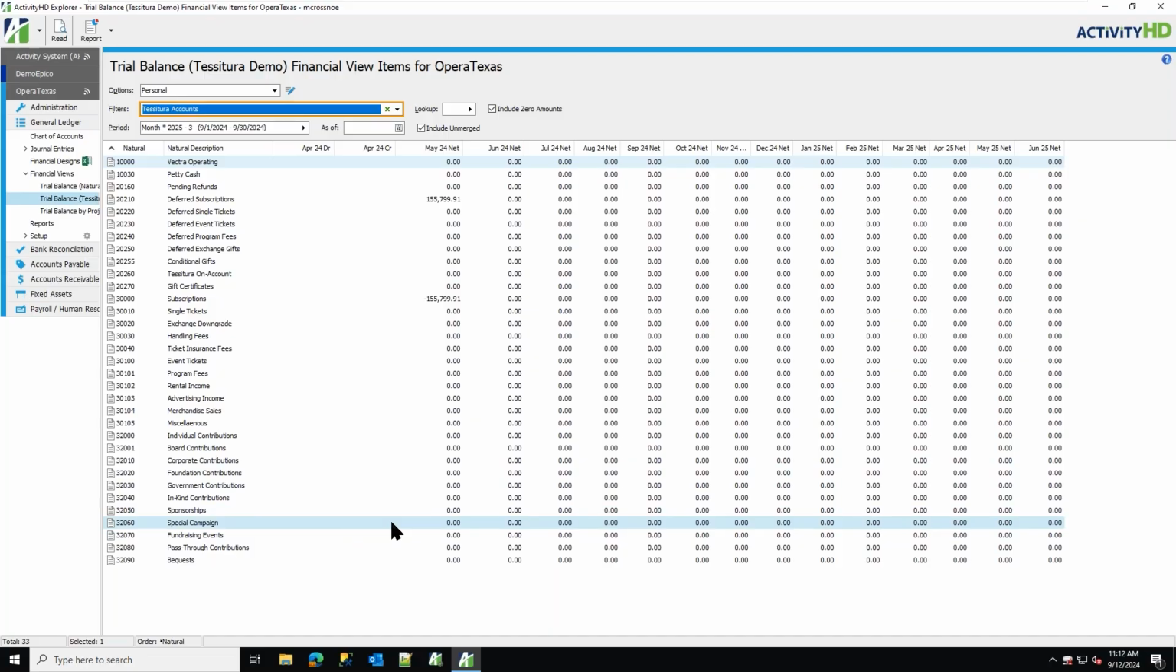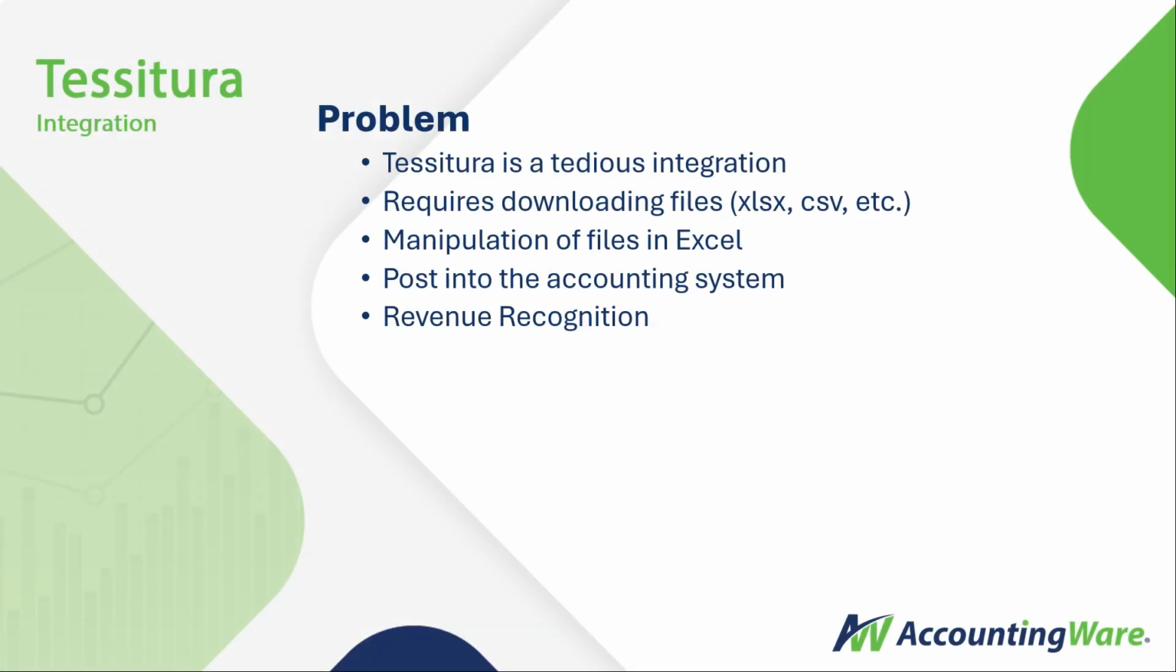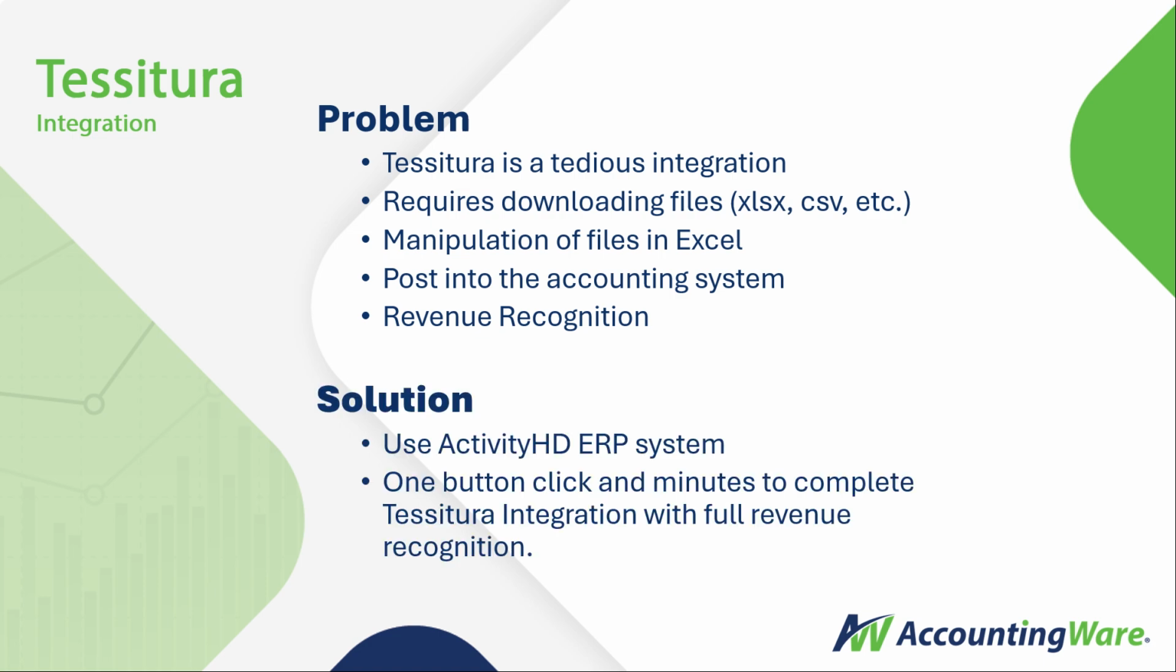The general problem is how to get data from Tessitura into the accounting system. Most of you are downloading files, manipulating the files in Excel, and then either importing or hand-keying the data into your ERP system. This is tedious and error-prone. And there is additionally a step to post the revenue recognition by performance. The solution is ActivityHD, and the one-button click to import all Tessitura data and also create all revenue recognition entries.